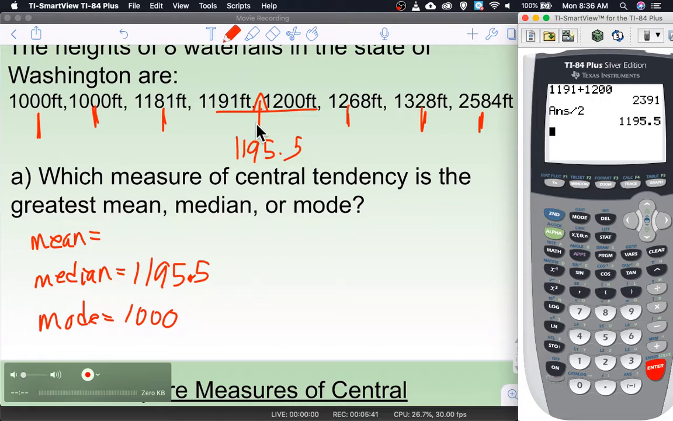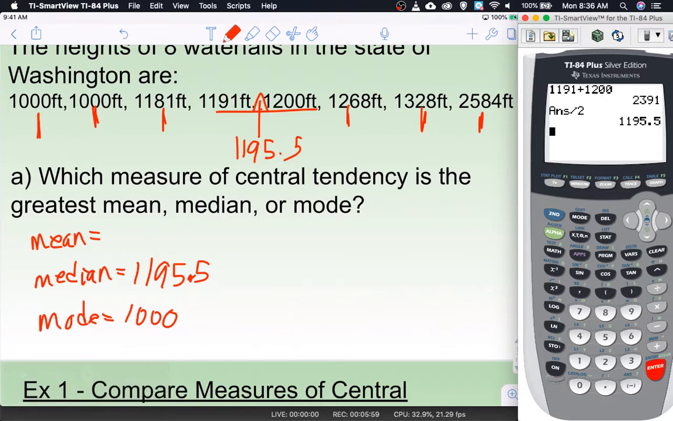Okay, median is the middle number. If there was only one number in the middle, here there were two. If there's only one, then we would just say that one number was the median. If there's two numbers in the middle, you add them together and divide by 2. We'll become very familiar with that when we start talking about box and whisker plots in a little bit.